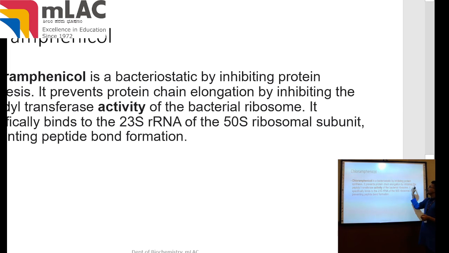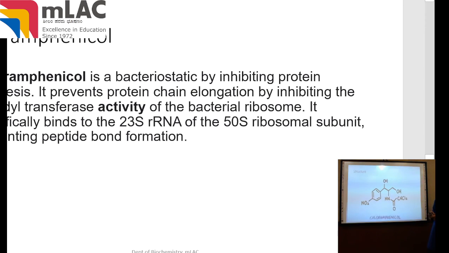It prevents protein chain elongation by inhibiting the peptidyl transferase activity of the bacterial ribosome. It specifically binds to the 23S rRNA of the 50S ribosomal subunit, preventing the peptide bond formation. So what does it mean? If I take the antibiotic chloramphenicol, does it not affect my protein synthesis? It will not. Why? Because we share a difference. Prokaryotes and eukaryotes share a difference in their protein synthesis owing to the fact that the ribosome structure is different.